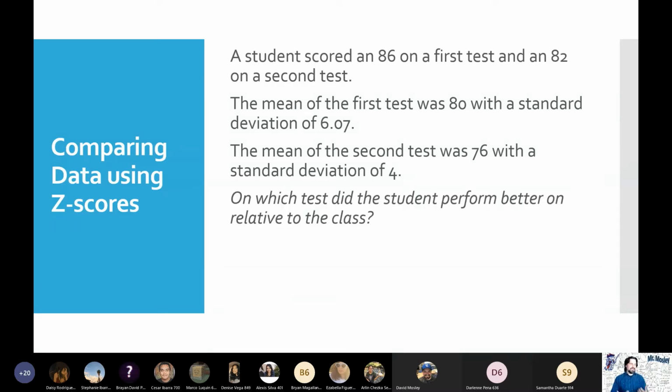The question we want to answer with this is, which test did the student perform better on relative to the class? So based on how the entire class performed, which test did this student actually do better on? To do that, we calculate the z-score. Whichever test results in the better z-score is the test that the student performed better on relative to the class. So we can do this calculation. All right, so we have our first test.